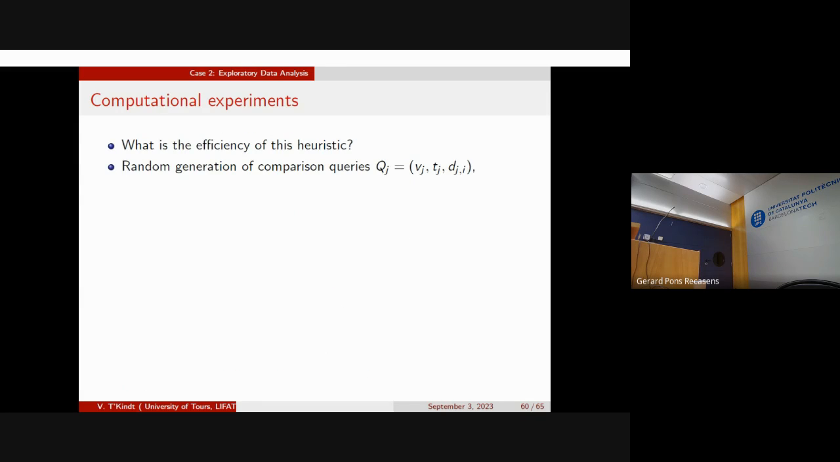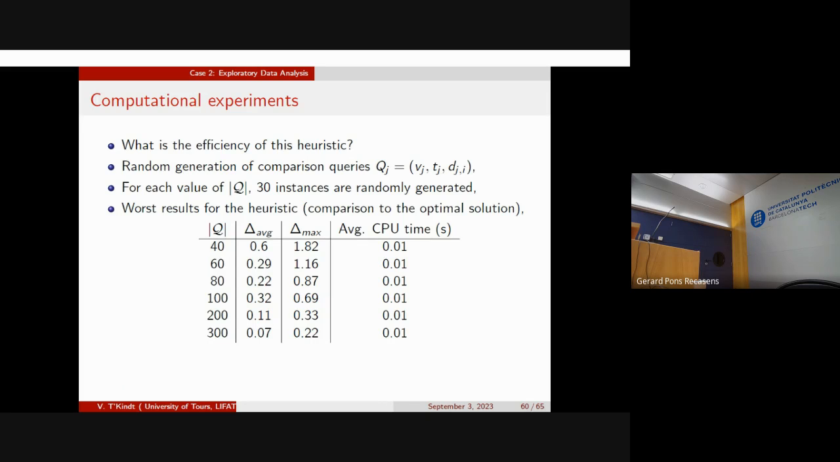What is the efficiency of this heuristic? What we've done is we have generated random data, and on the average, that's the average deviation of the heuristic to the optimal solution. So here, for 300 queries, we are at 0.07% of the optimal solution with this heuristic. And it works in 0.017. So that's a really fast heuristic that is really close to the optimal solution. In practice, this heuristic is really good.